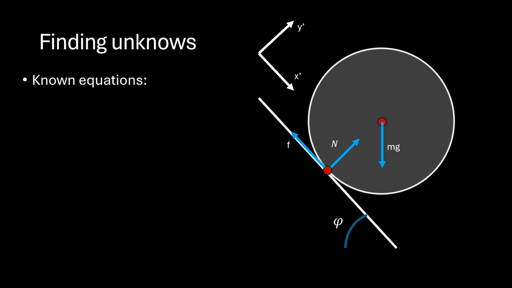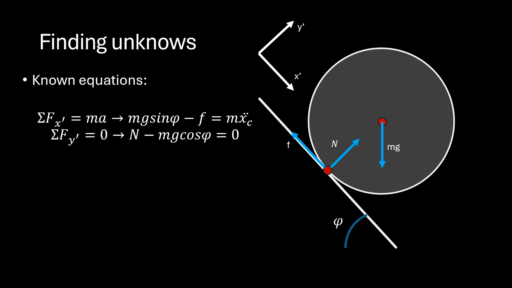Now, let's consider the equations that we know and try to deduce the values that we don't. We defined a new coordinate system, x prime and y prime, to make these calculations easier. Let's start with the sum of forces in the x prime direction equaling mass times acceleration. The sum of forces is mg sine phi minus the frictional force, and this equals m x double dot. The sum of forces in the y prime direction is equal to 0. This is the normal force minus mg cosine phi.